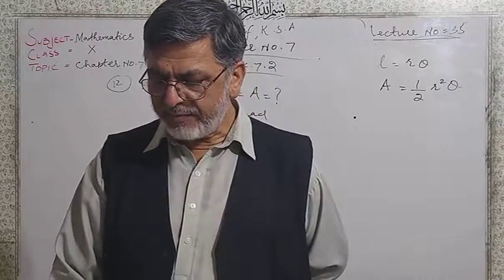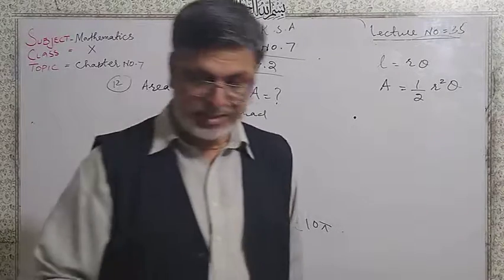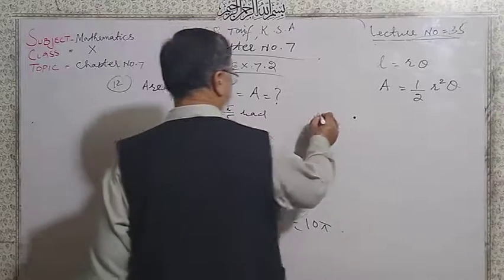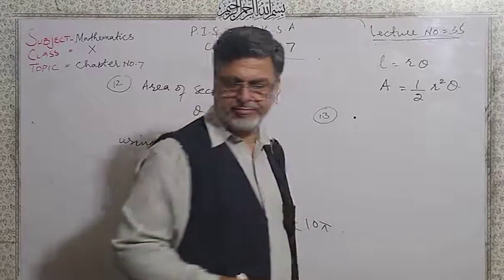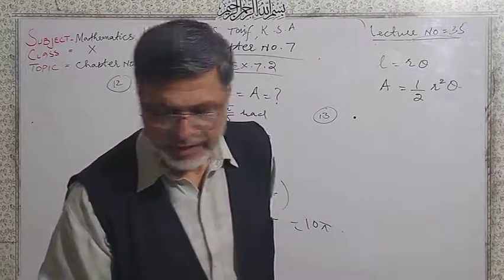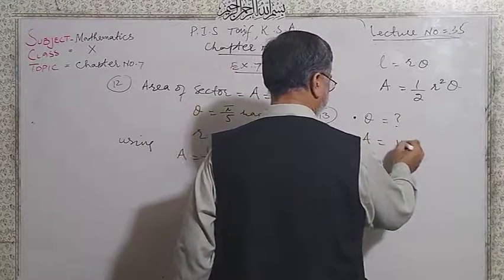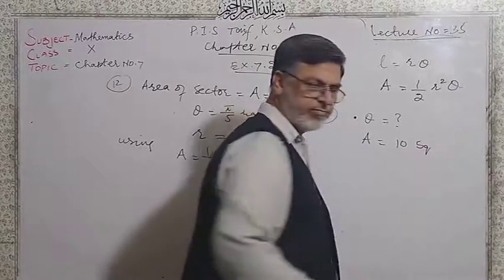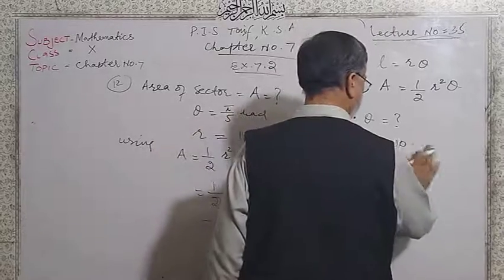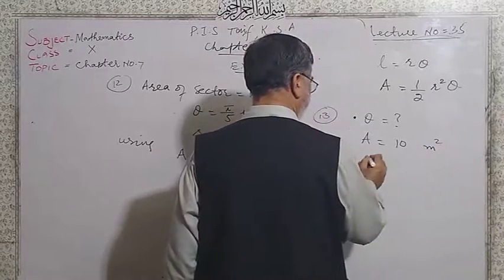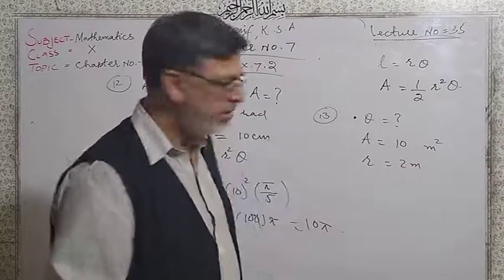After that, question number 13. Area of sector with the central angle theta in a circle of radius 2 meter is 10 square meter. We have to find theta in radian. Area of sector is 10 square meter, and r is equal to 2 meter. Radius is equal to 2 meter.